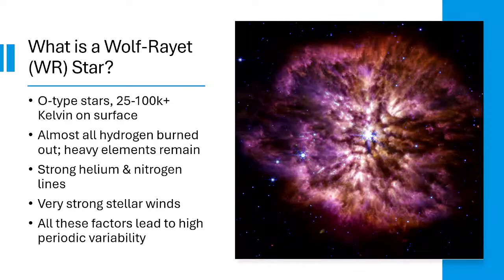So first of all, I have to talk about what Wolf-Rayet stars are. They are O-type stars. They're really hot on the surface. Almost all their hydrogen is burned out, leaving the heavy elements remaining. Because of that, they have strong helium and nitrogen lines, and they also have very strong stellar winds. All these factors lead to high periodic variability, and the periodic variability is what I'm going to be trying to classify between all these stars.